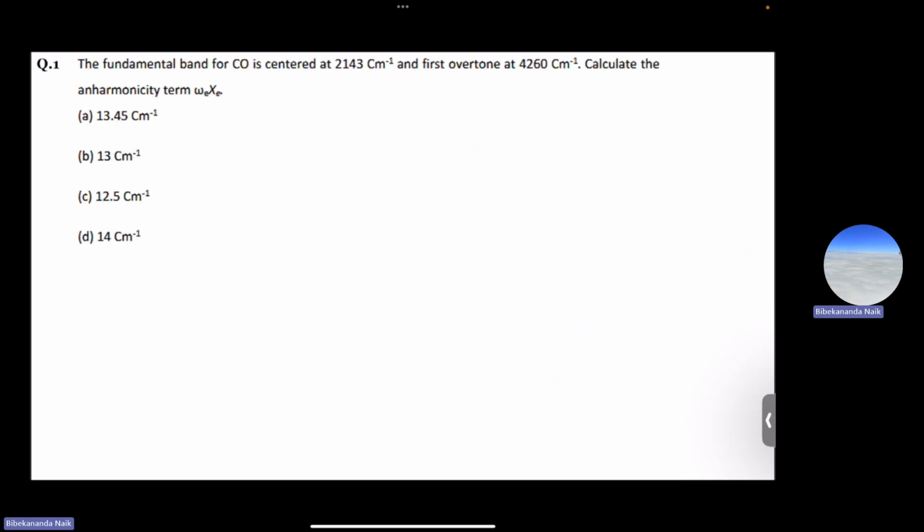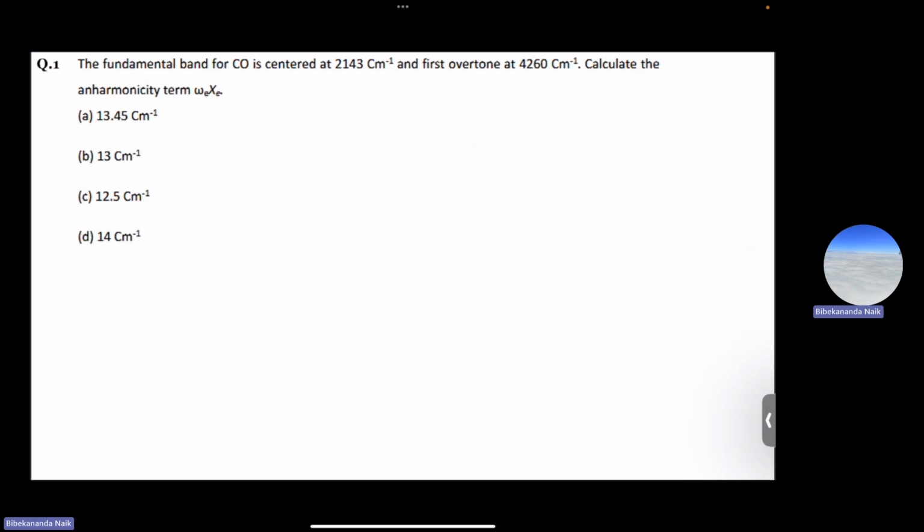So with this, we will now be solving a few problems based on the concepts of the week 11 lectures, which basically cover vibrational electronic spectra, rotational spectra, all these things. Coming to the first question of today's interaction session: the fundamental band for carbon monoxide is centered at 2143 centimeter inverse, and the first overtone is at 4260 centimeter inverse. From these data, we need to calculate the anharmonicity term, that is omega e xe.